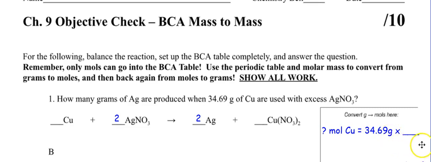Hey, what goes on the bottom? Grams, periodic table. So I use this number. And then what number goes on top? 1 mole. And I end up getting 0.5459 moles, all right? So now let's fill out the BCA table.